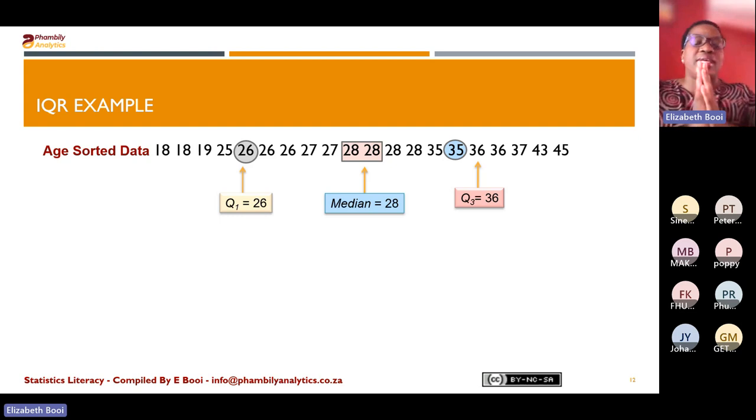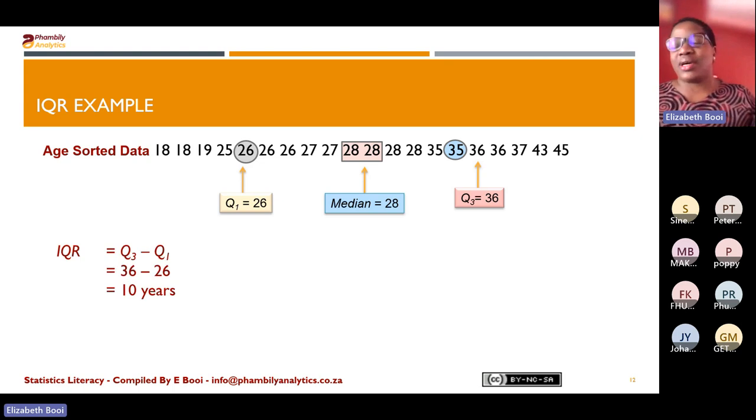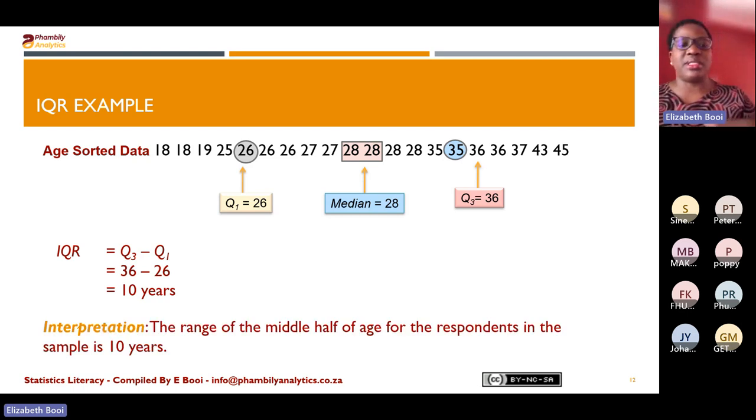So we calculated the quartiles, right? Quartile one and quartile three. We know that quartile three is 36 and quartile one is 26. To calculate the interquartile range, we say quartile three minus quartile one, which gives us 36 minus 26, which equals 10 years. We can interpret the data set and say the range of the middle half of the ages of the respondents of this survey in the sample was 10 years. That is the range of the quartiles, right?